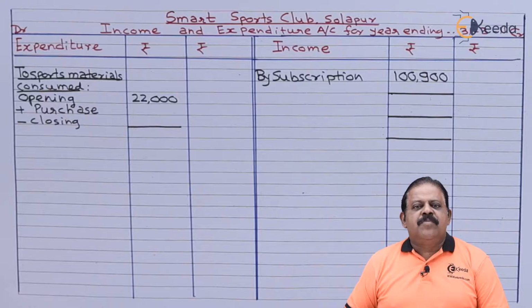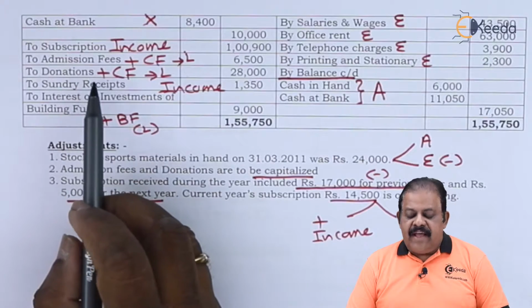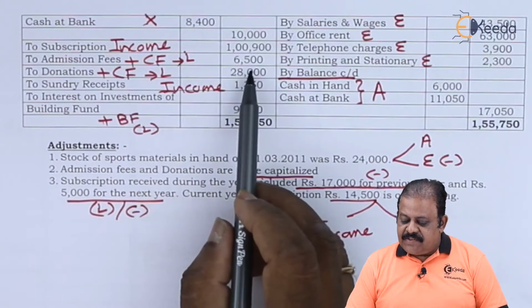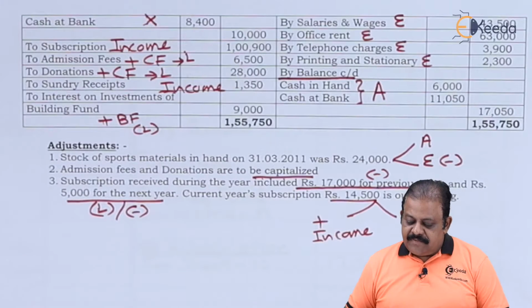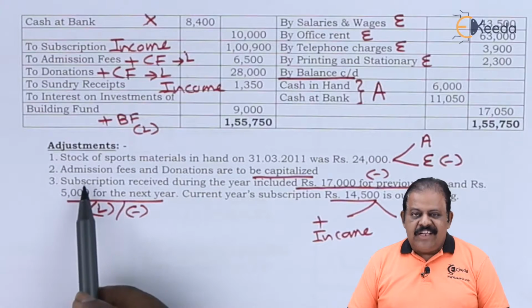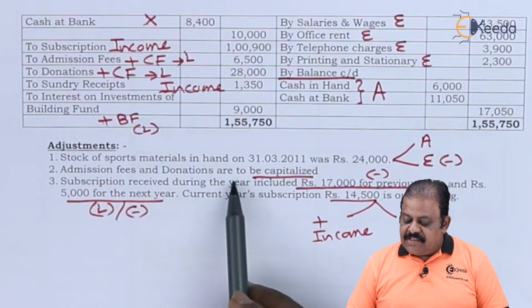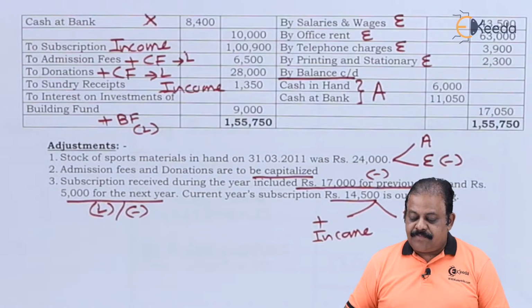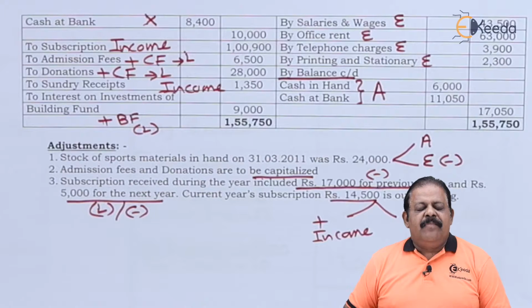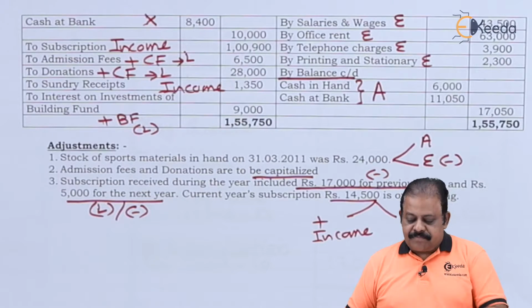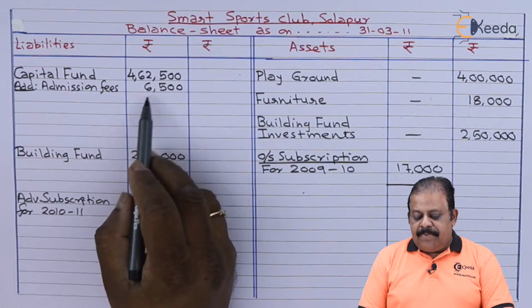There are 3 adjustments on this item. Next we have admission fees 6,500. As per information given in second adjustment, admission fees is to be capitalized. So this will be added to capital fund. Admission fees added to capital fund.